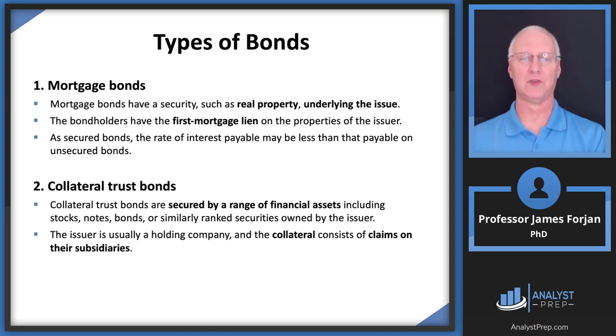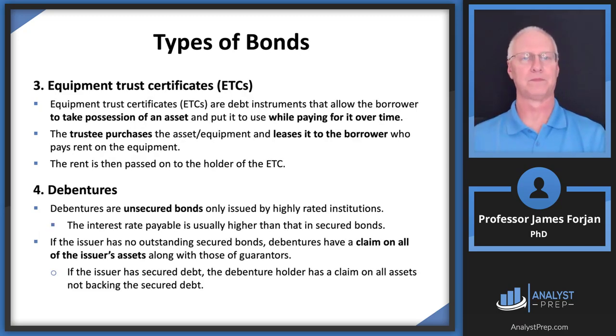Collateral trust bonds are just the opposite of that. Mortgage bonds are physical assets. These are financial assets. So what do we have listed there? Stocks, notes, bonds, similarly ranked securities owned by the issuer. You know, so they throw these financial securities into a trust, right? And so there's a trust manager, a financial institution in charge of it, and then they issue bonds using all that financial stuff as collateral.